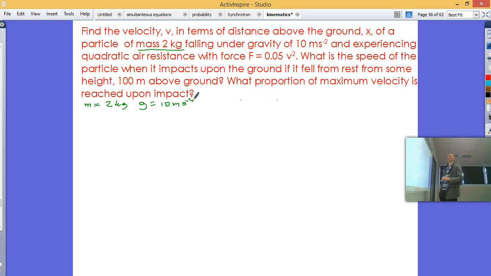And experiencing quadratic air resistance with a force given by that equation, 0.5 v squared. What is the speed of the particle when it impacts on the ground if it fell from rest from some height 100 meters above the ground? Okay, and then once we've done that, what proportion of maximum velocity is reached upon impact? And proportion, keyword, is like a percentage.